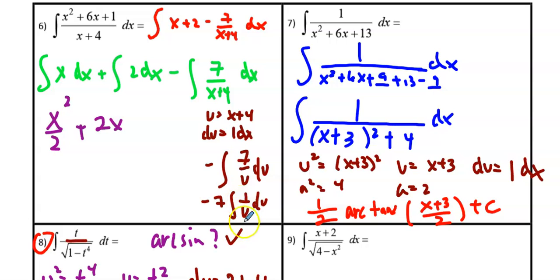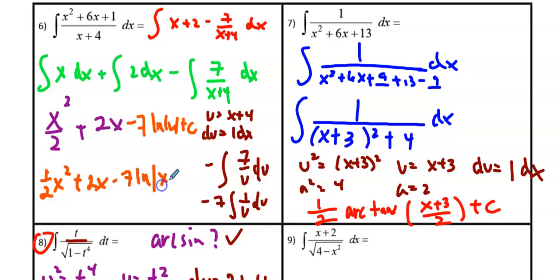And we talked about this in one of the previous videos, that 1 over u is the same thing as a natural log. So when we're integrating this, it's going to be minus 7 times the natural log of u plus c. And it's actually the absolute value of u plus c. So this answer is going to be 1/2 x squared plus 2x minus 7 natural log of the absolute value of x plus 4 plus c.